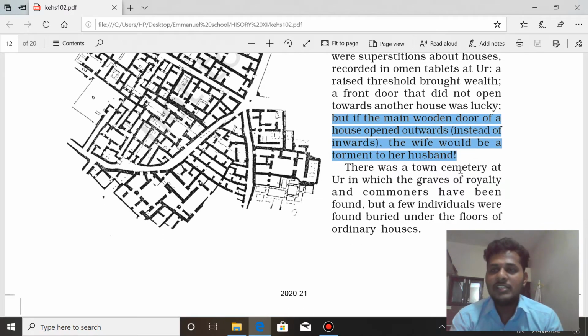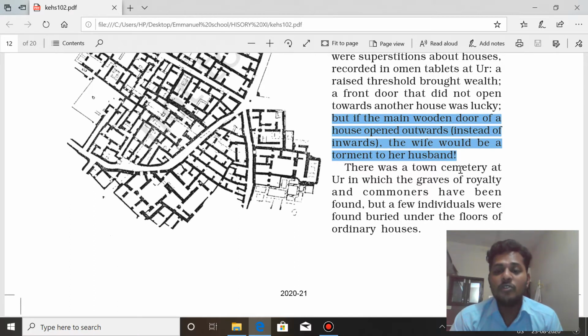The main door, when you open it, some houses are there that open outward. When you open the door, both the doors go outside. Some, when you open it, you have to pull inside. So it is supposed to be inwards according to Mesopotamian belief. It should be inwards, but some houses have an outwards door.